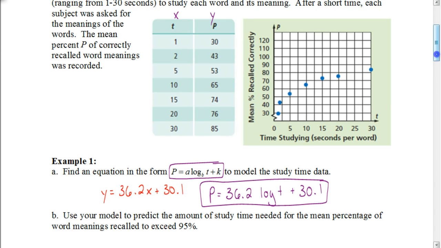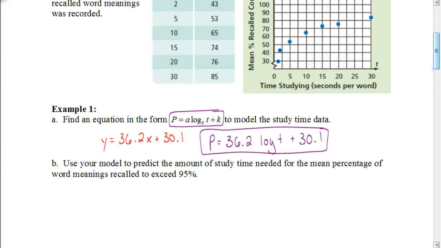Now we can use that equation to predict how much time we would want to give someone to study each word and its definition in order to be able to recall those words and definitions with 95% accuracy. So remember the percentages, we did not use the decimal form. So I don't want to change this to a decimal. I want to leave it as a percent. So it's going to be 95 equals 36.2 times the log of t plus 30.1.